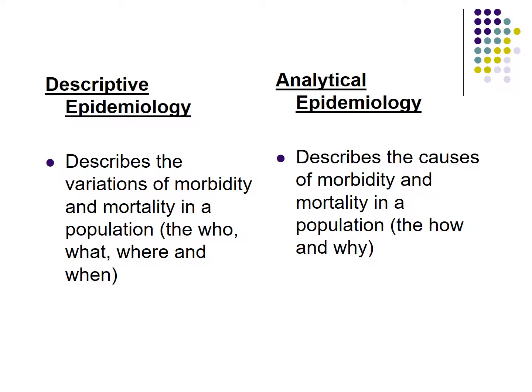Descriptive epidemiology describes morbidity and mortality in the population. This is sort of the who, what, where, and when. It's looking at the data and organizing it and presenting it so that you can get a better feel for the data. Analytical epidemiology, on the other hand, describes the causes of morbidity and mortality in a population, the how and why. So it's really looking more for causation than just describing what's out there.